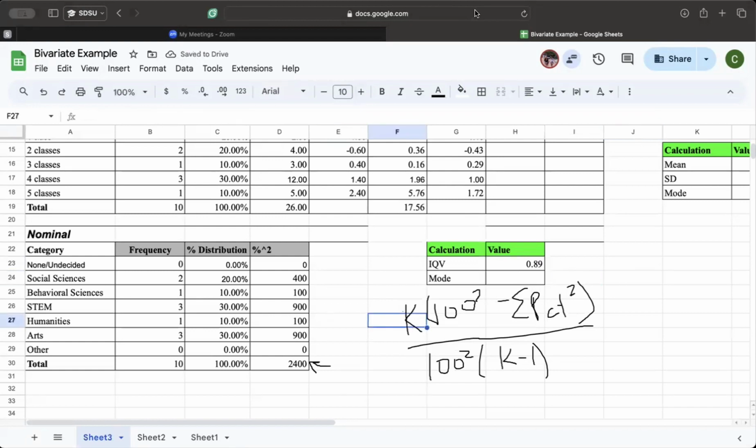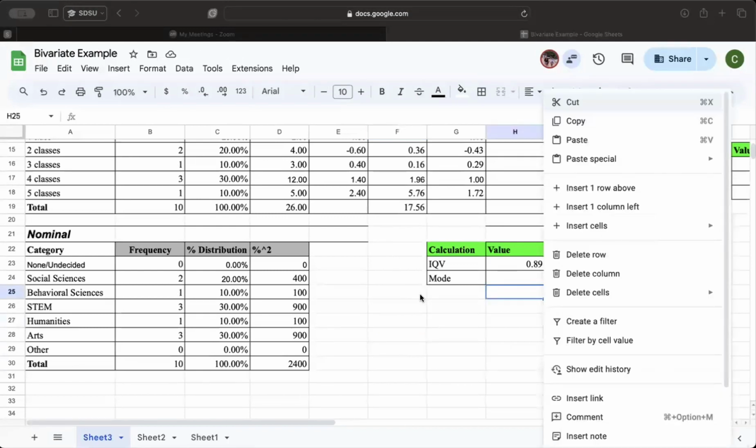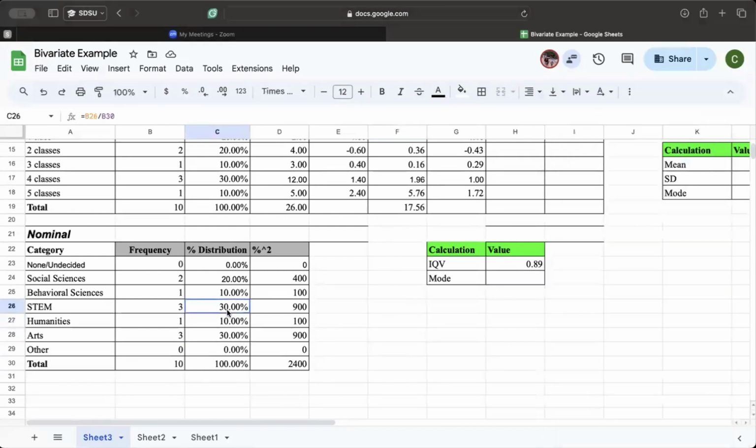And then my mode, looking at this, the percentage, this is actually bimodal. So what I would say is bimodal, STEM, and arts.